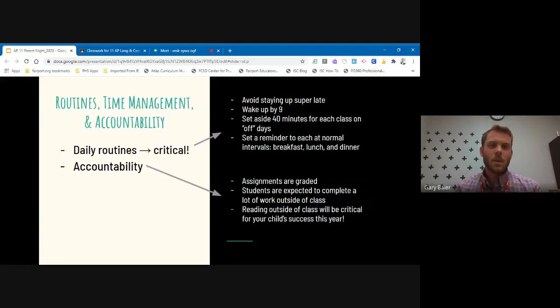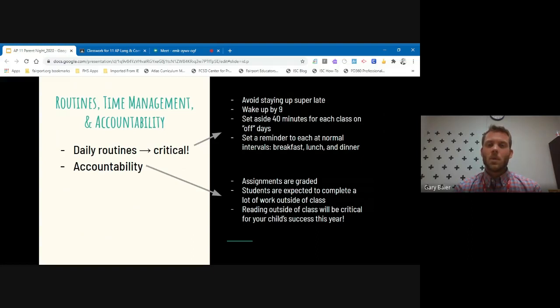Also, I want to talk briefly about routines, time management, and accountability. Daily routines, and I've had this conversation with every one of my classes, are going to become very important. Even for us as teachers, we're trying to figure out how our routines have changed and how we're going to make sure that we're ready and doing everything that we need to do on a daily basis. So I put some recommendations in here for students that, again, I talk to your child about in class.